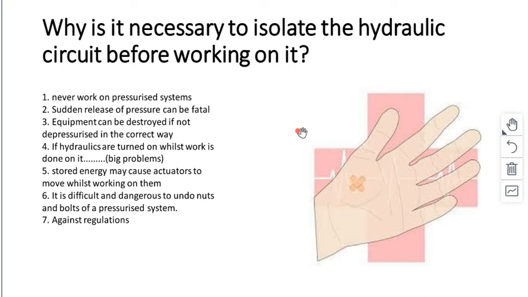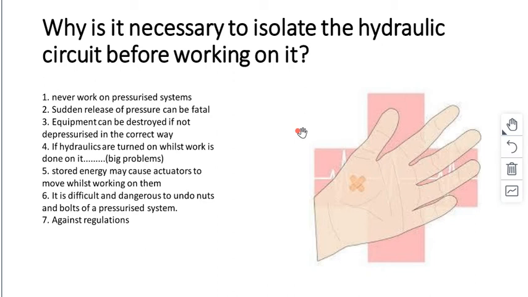A little thing as well, a little trick. If you're on a hydraulic system and it's difficult and dangerous to undo nuts and bolts of a pressurized system, and you find there's quite a lot of resistance, so you've got your torque wrench, and it's been torqued up to a certain amount, and you try to undo it using pretty much the same amount or possibly slightly more, but it's not possible, there's a good chance that the system is still pressurized. So you have to make sure that you get rid of the pressure and don't force it. Otherwise, you might cause a huge problem as the seals are released.